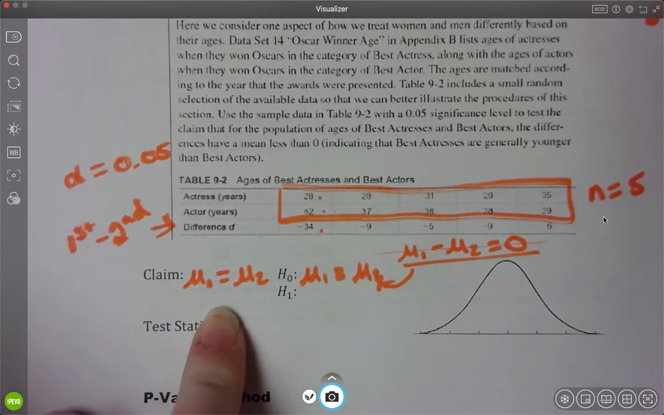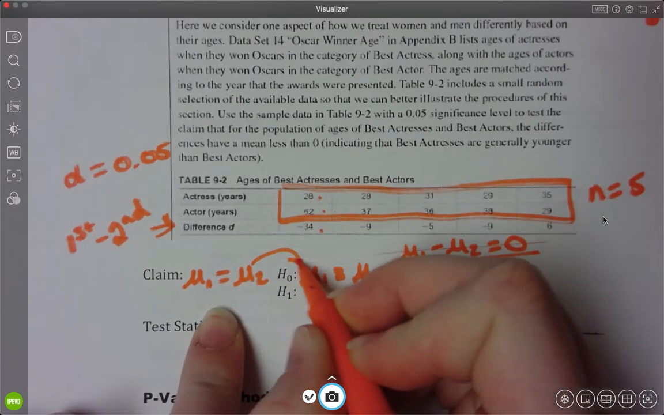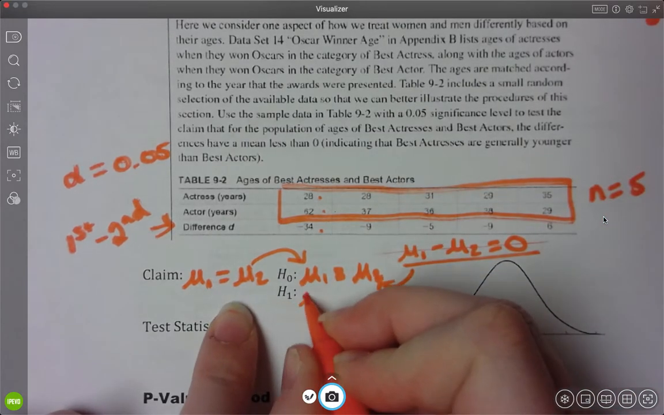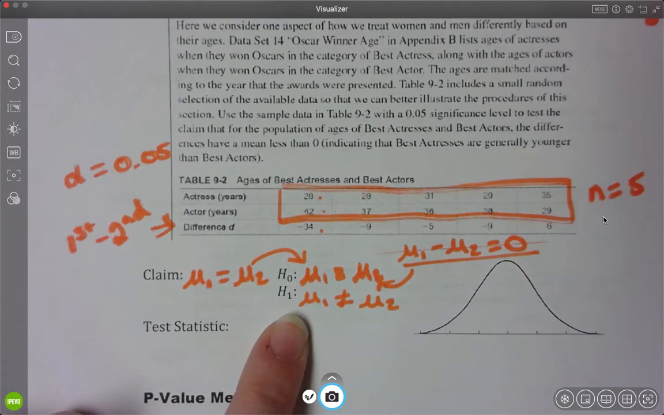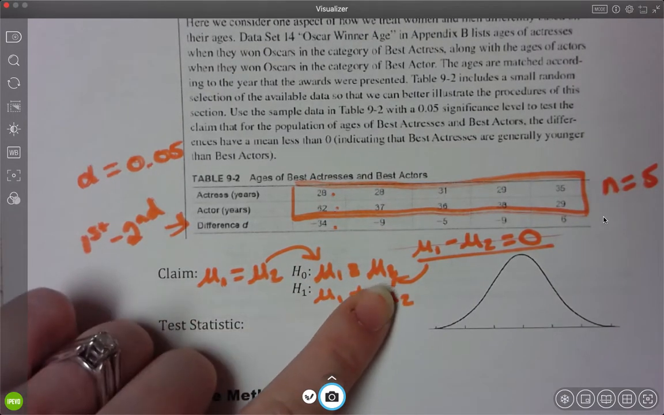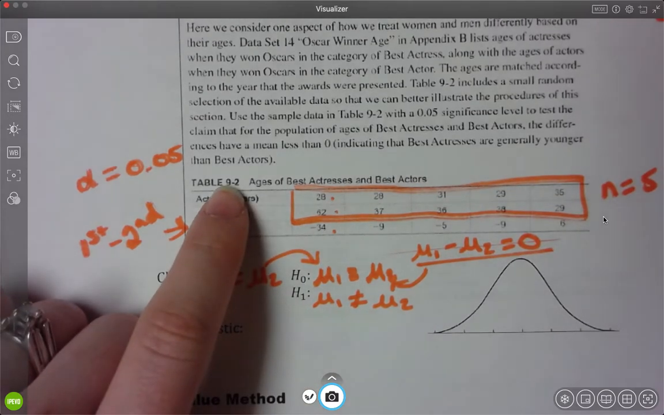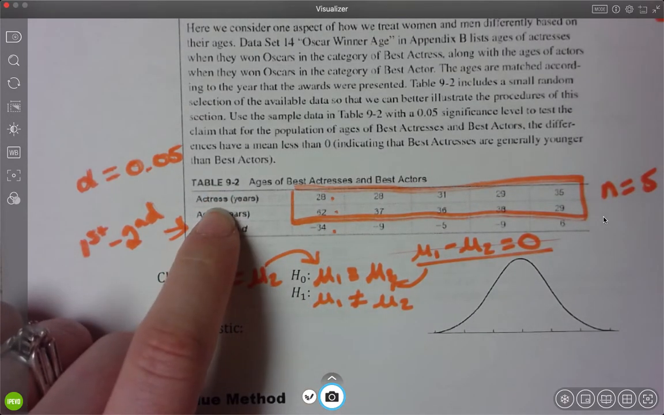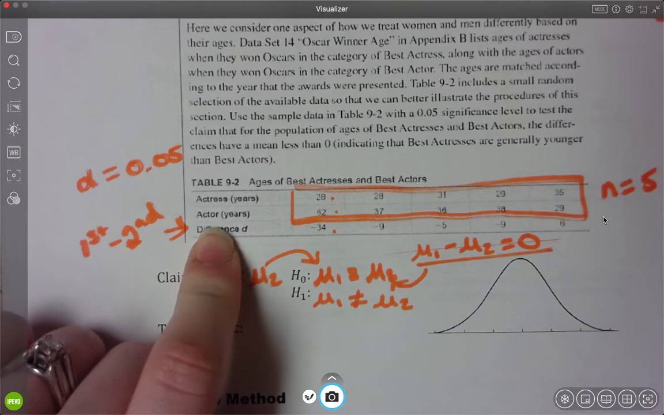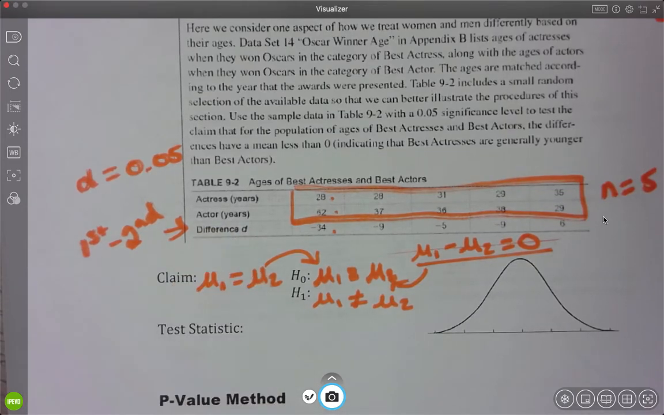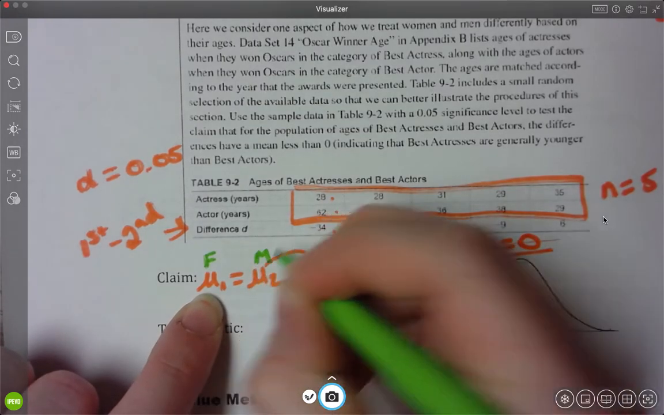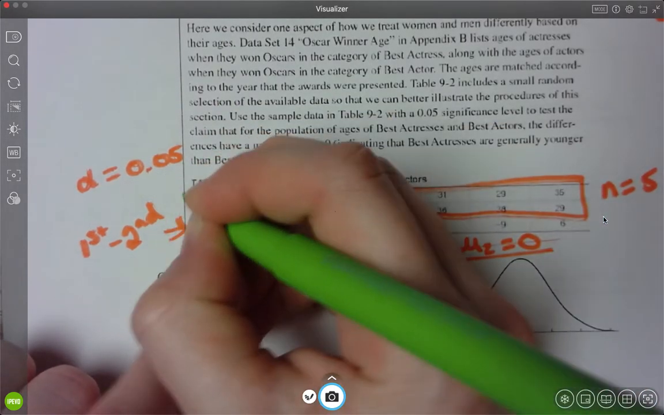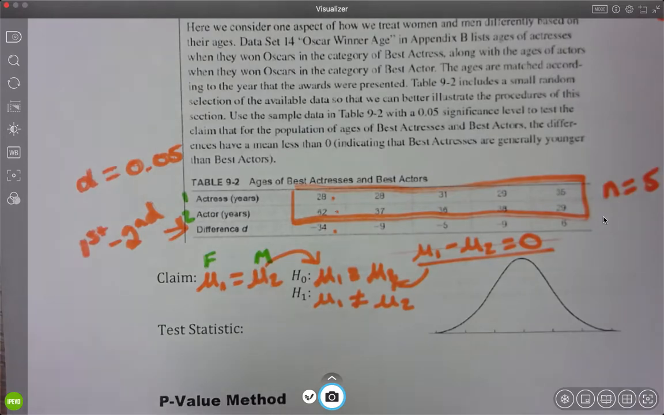So that null hypothesis is going to go with my claim. This one is going to be that the averages are not equal, okay? So the average age is not equal. Now, which one is mu1 and which one is mu2? In the table, they have actress listed as the top one and actor listed as the bottom one. So we'll do mu1 is going to be females and mu2 is going to be males, okay? Just because that's the way that it's in the table, okay? Actress, actors 1 and 2, okay?